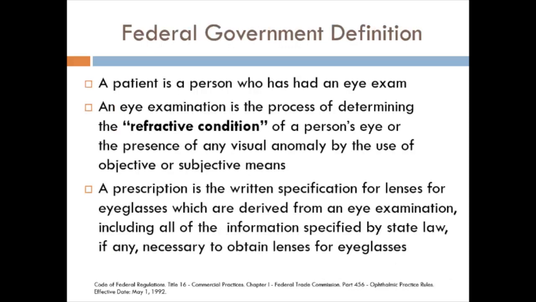You have the federal government definition, which is very simple. It says basically a patient is a person who has had an eye exam, and an exam is the process of determining a refractive condition. So according to the federal government, an eye exam is basically determining a person's refractive error, and there's absolutely no mention of any health assessment, glaucoma screening, disease detection, anything like that. It's a totally simple refractive thing, which makes no sense, but that is the federal government definition.